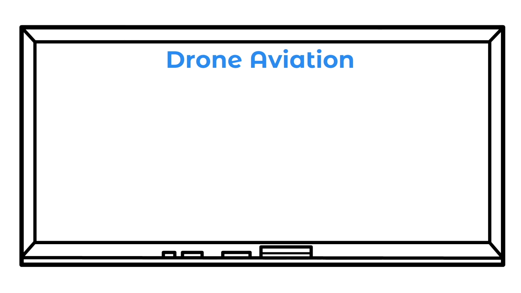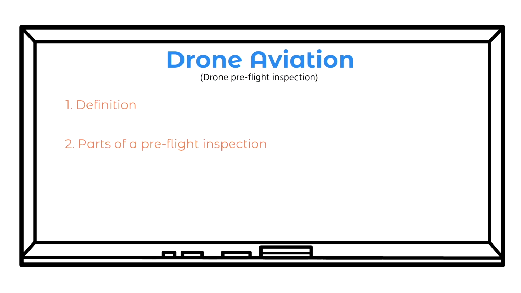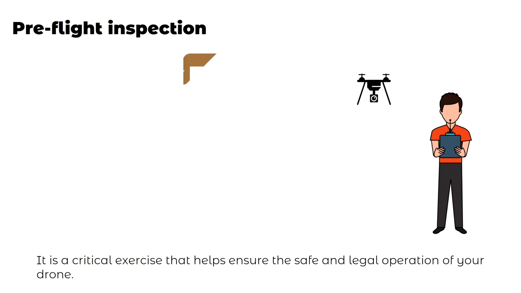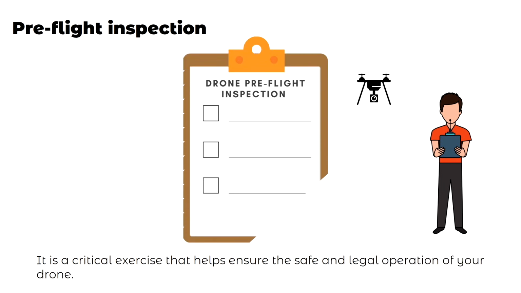You may have heard about a pre-flight checklist in any aviation-related activities. So what is it and why do we need it during drone operations? A pre-flight checklist or inspection reduces the risk of physical damage to property, injuries, flyaways, and costly lawsuits. Parts of a pre-flight checklist include the following.